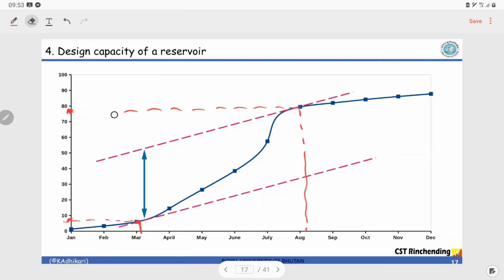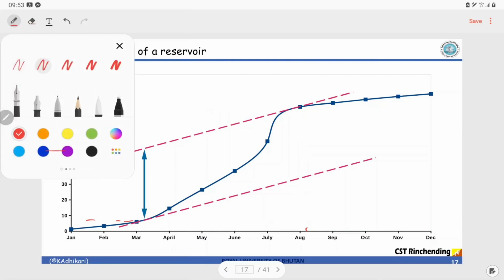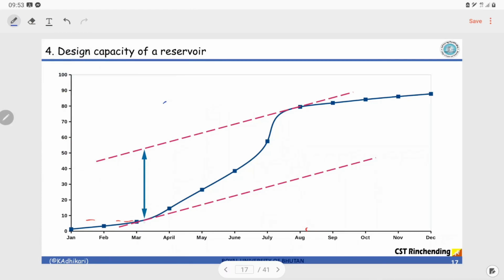And let me use a different color so that it does not mix up with the color that I've already used. I think this one is good enough. So here, this is the maximum point, this is the minimum point. What we do is we simply draw a tangent from this minimum point and we draw a tangent from the maximum point, and this vertical intercept is the volume of water that we have to store. So this value gives us the actual capacity of the reservoir.